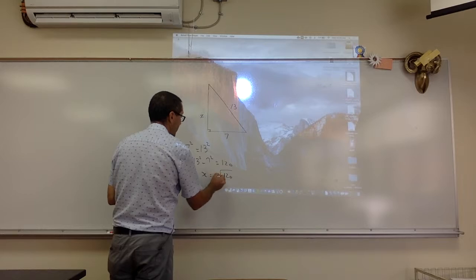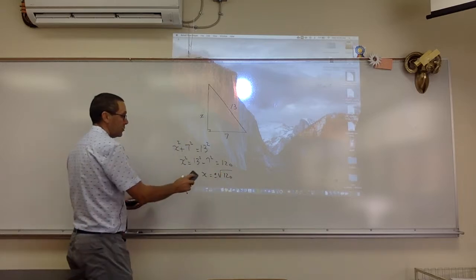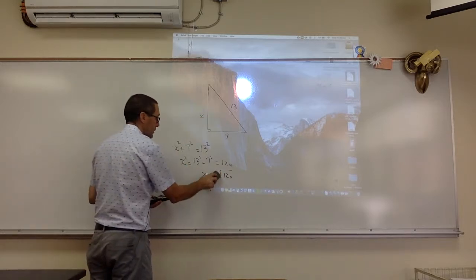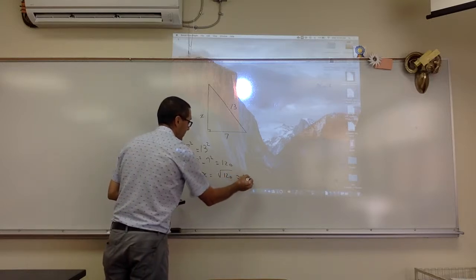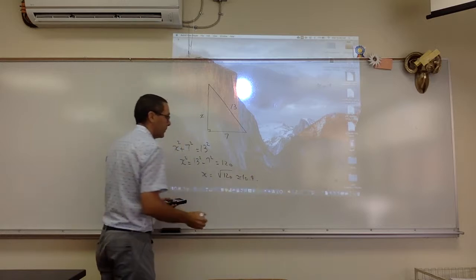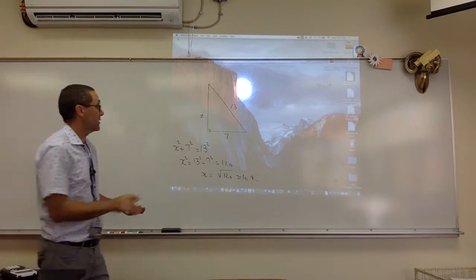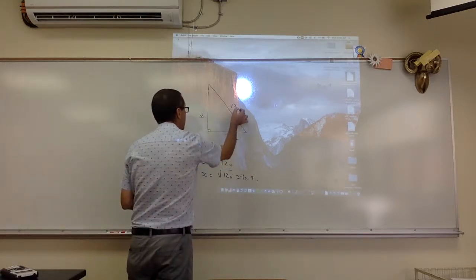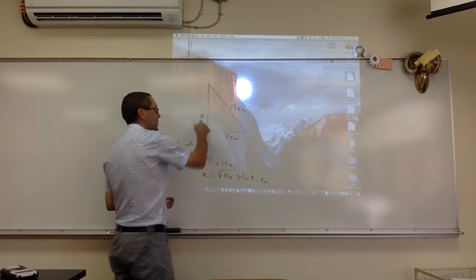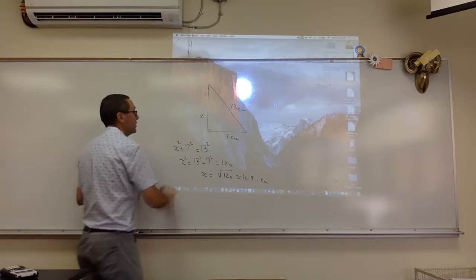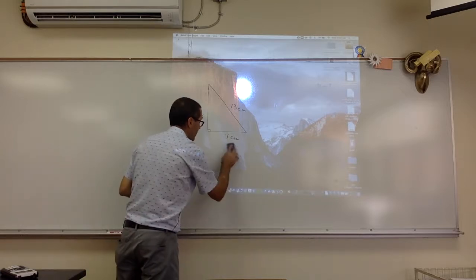Technically it should be plus or minus. You learned this in algebra, but since this is a distance, we're just going to keep the positive value. So this is roughly about 10.9. If this is in centimeters, this will be in centimeters. If this is in meters, this will be in meters, right? So you have to have the same units. Okay, so that's one example.